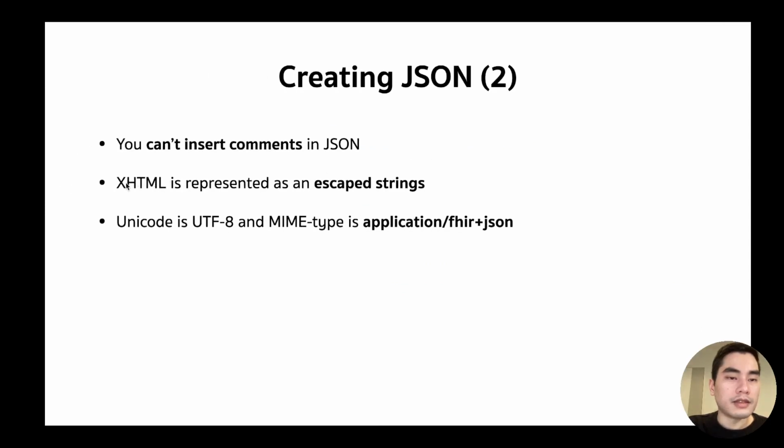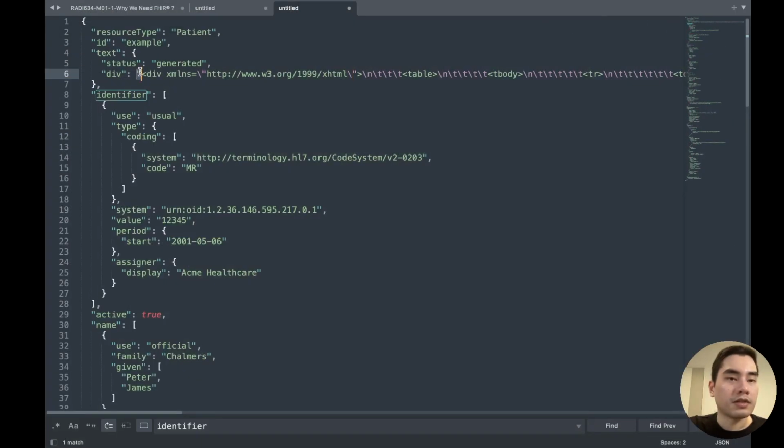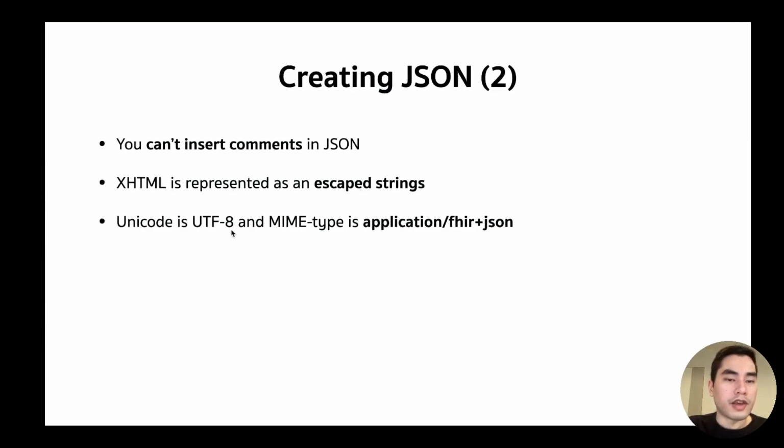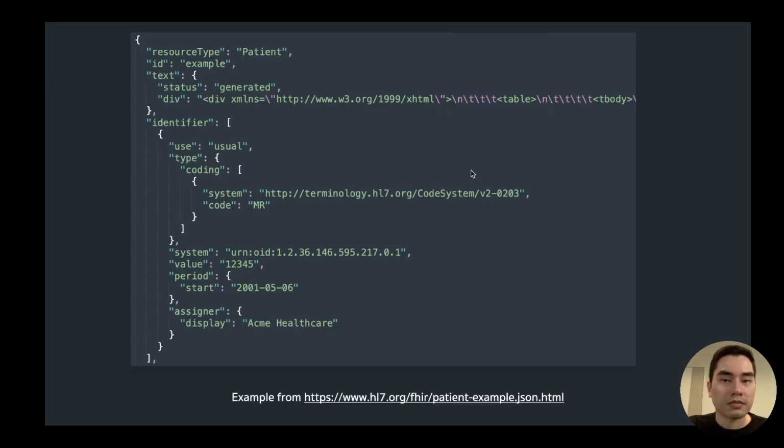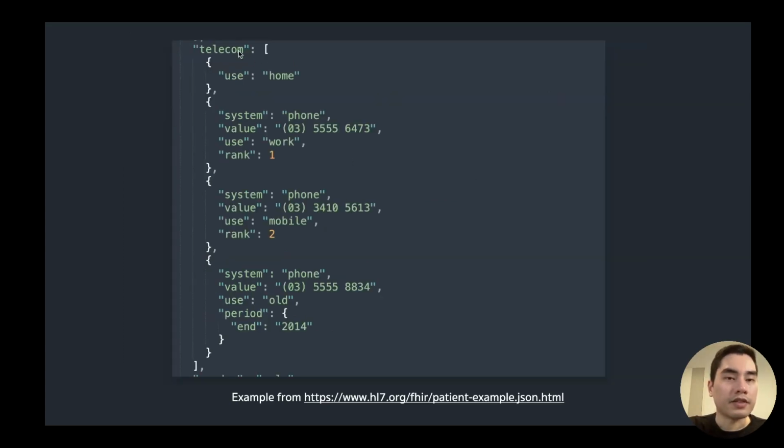XHTML is represented as an escaped string because JSON treats it as a single string here. So all other characters must be escaped. And the encoding is UTF-8, same as XML, but the MIME type is application/fhir+json. This one I already talked about, resourceType here. And here, if it's repeatable, put it in an array. If it's complex, put it in an object.